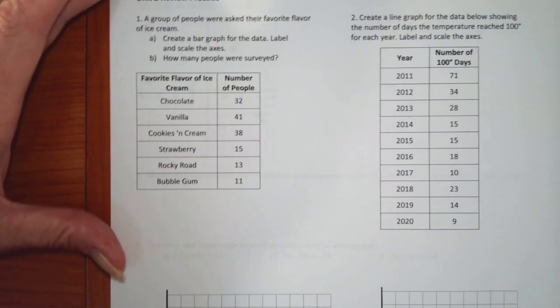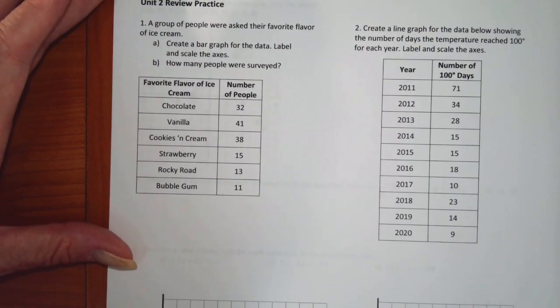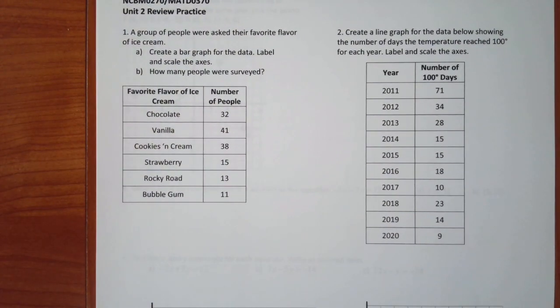Okay, let's see if we can get you guys ready for the Unit 2 test by looking at the review practice. All right, so number one, it says a group of people were asked their favorite flavor of ice cream. Now the instructions say to create a bar graph.